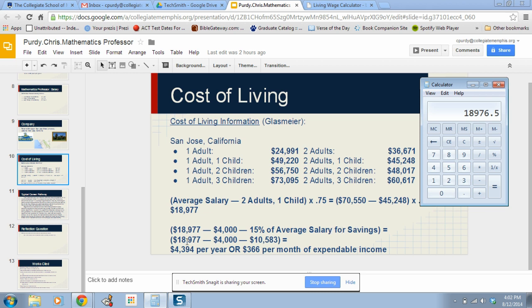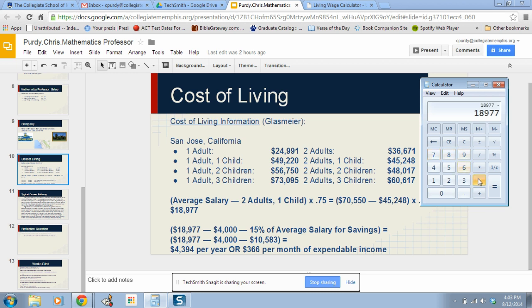So in my case, that's $18,977 minus $4,000. And I'll just go ahead and do this in the calculator while I'm saying it. 18,977 minus 4,000 minus 10,583. Whoops, I pressed the button twice. And now, let me redo that.